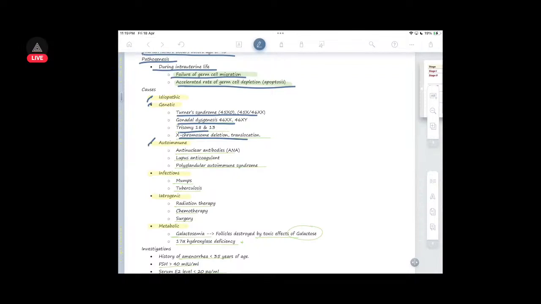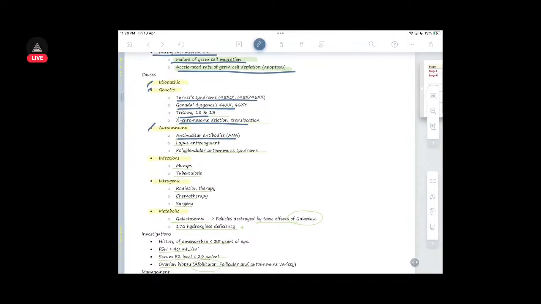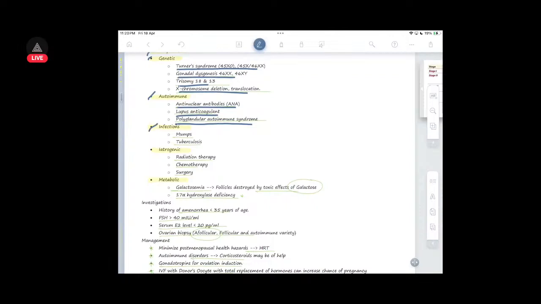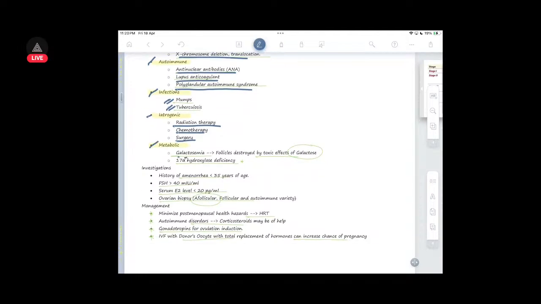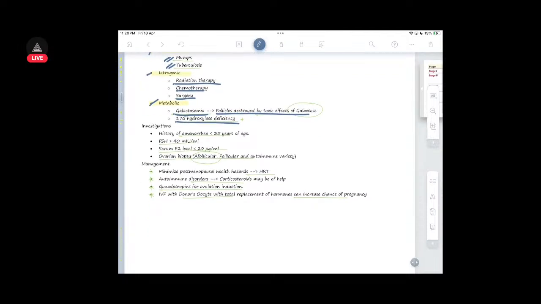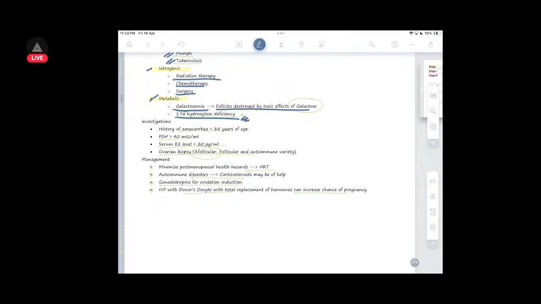It can also be autoimmune, with anti-nuclear antibody, SLE, lupus anticoagulant, and polyglandular autoimmune syndrome. Then infections may be mumps and tuberculosis. Iatrogenic, it can be radiation, chemotherapy, and surgery. Metabolic, you will have galactosemia. Follicles will be destroyed by the effect of galactose. Alpha hydroxylase deficiency is another important reason.